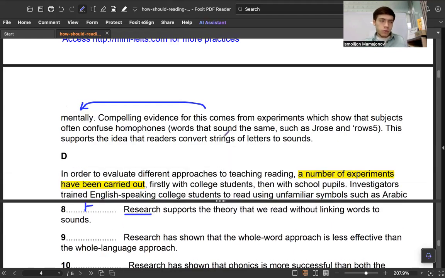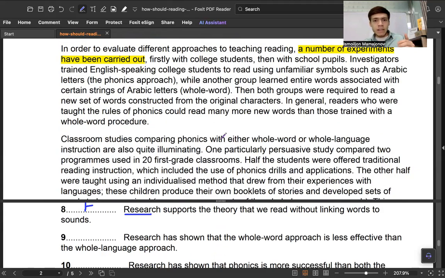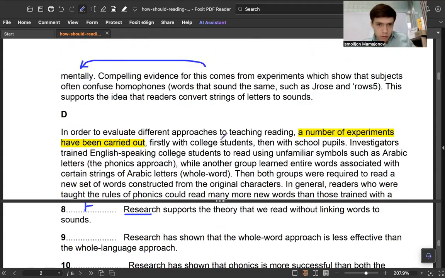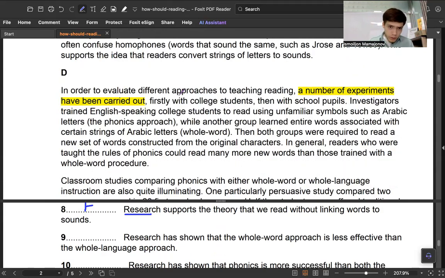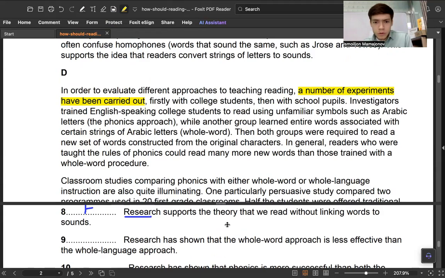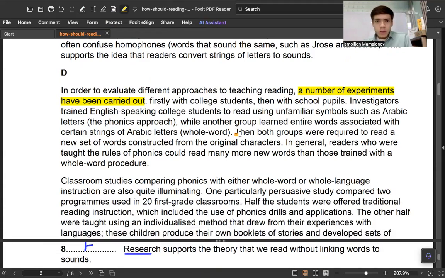Because I read a lot of books, I need to get the idea and to get the whole picture before answering the question. So let's look at the paragraph. In order to evaluate different approaches, let's compare. Okay, the research. Firstly, with college students. Let's forget about questions for now. Let's put them somewhere here. College students. Then with school pupils. So we have students and pupils.